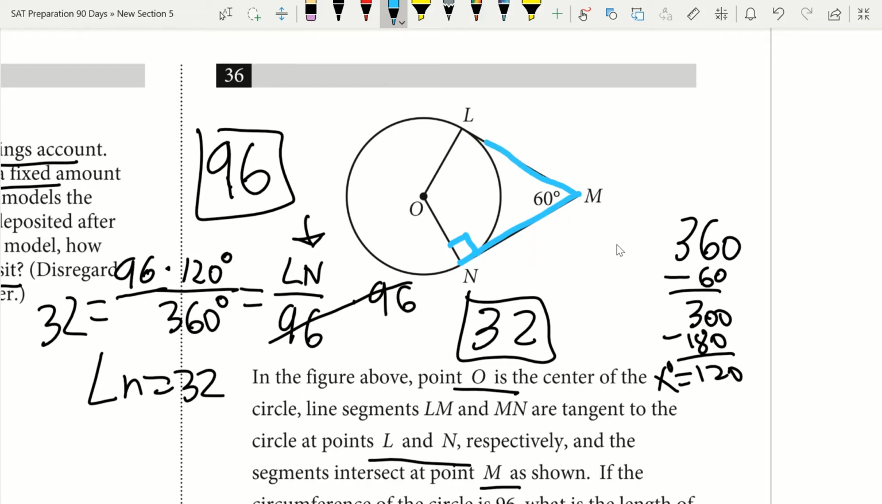A tangent line is a line that hits on one point on a circle, right? That's a tangent line right there that keeps going. It's going to make a 90-degree angle with that radius. So that's just one thing you should know that can help you solve problems like this. In this case, it was important to know that.